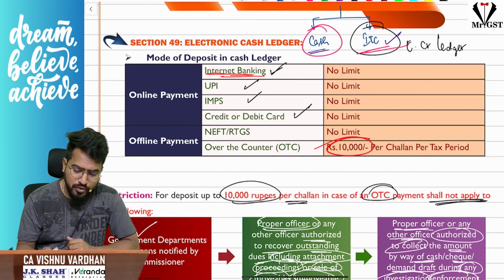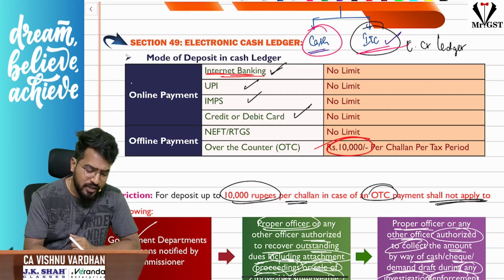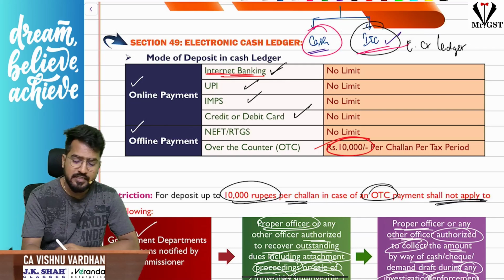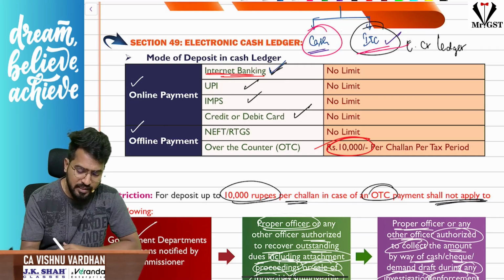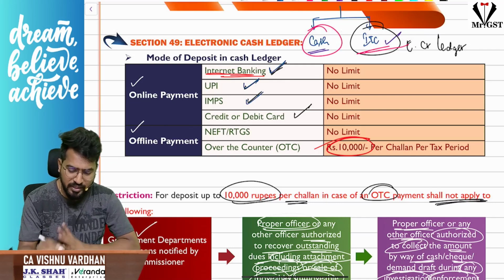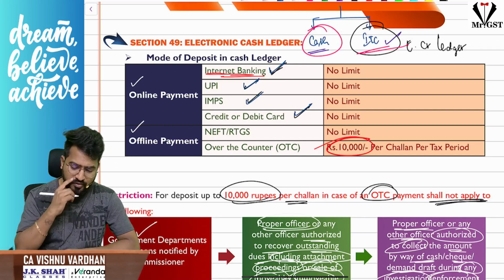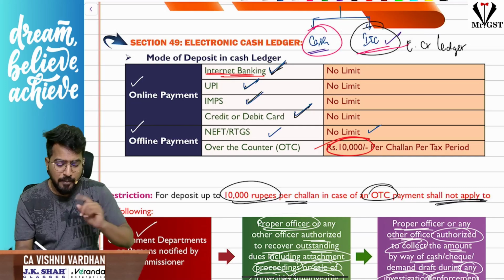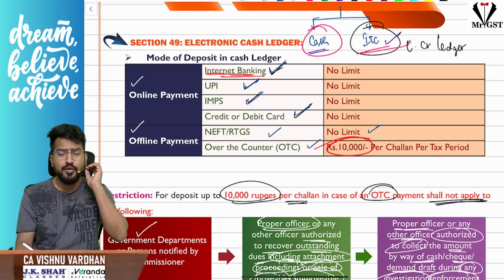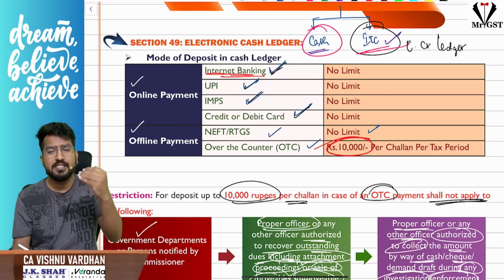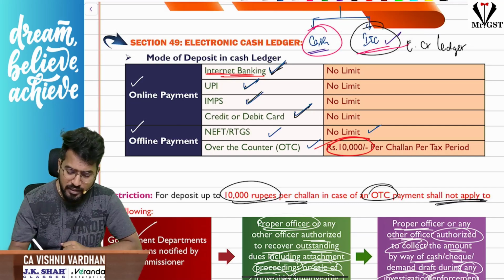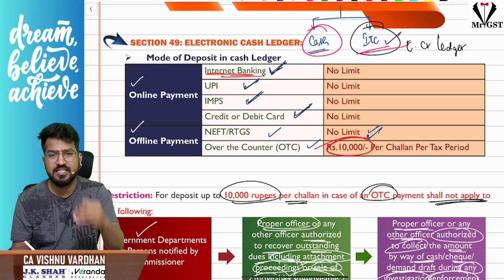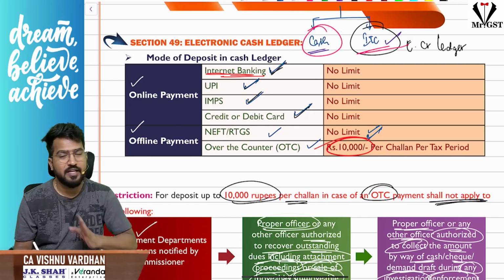That 2,000 rupees into the e-cash ledger, you can either upload through an online method or make the payment through offline methods. The online methods are internet banking, UPI, IMPS without any limit, and credit card and debit card are also available. Offline methods are NEFT and RTGS without any limit, but over the counter, that means directly going to the bank counter and making the payment, there is a limit of 10,000 per challan per tax period. More than 10,000 per challan per tax period, you cannot pay over the counter.